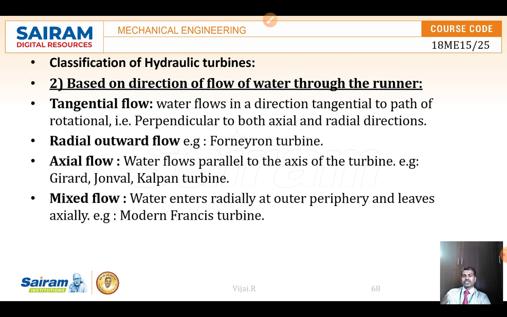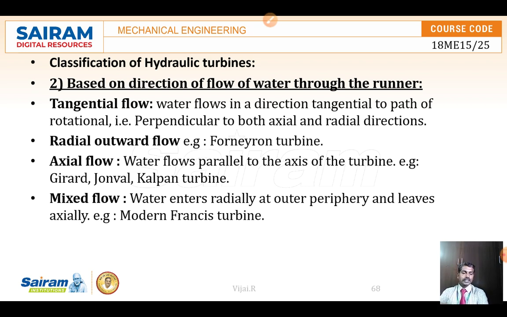So the classification of hydraulic turbines based on the direction of flow of water through the runner. How is the water going to hit on the blades? Whether the water is hitting the blade in a tangential manner, or radially inward, or radially outward, or axial flow. The movement of the water which hits on the turbine blades is very important. The direction of hitting on the blade is very important.